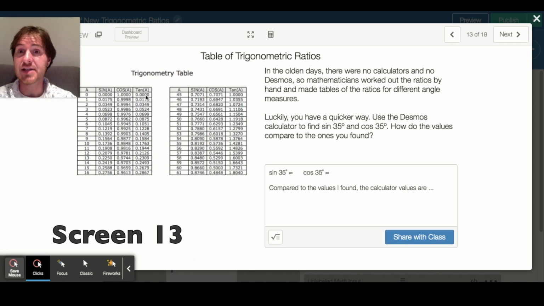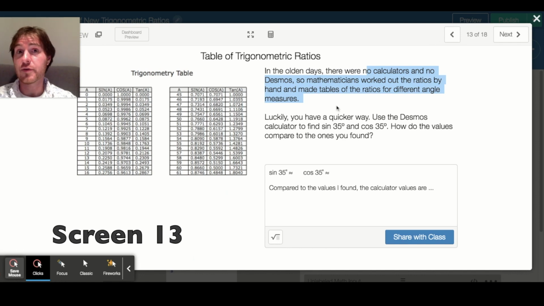Sine, cosine, tangent, it's just a trig table for you here. In the olden days, you would just use these trig tables. Now you can use your actual calculator. No calculators, no Desmos back then. Mathematicians worked out the ratios by hand, figured it out for us, and put it in a table. So on page 271 of your textbook, you can use that to figure out the sine, cosine, and tangent ratios of a particular reference angle.